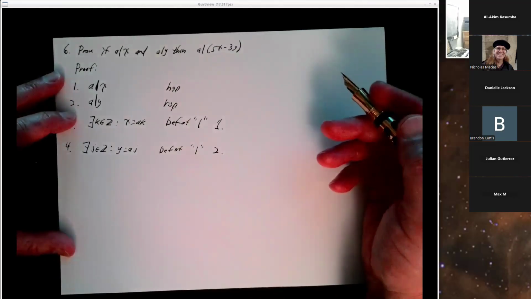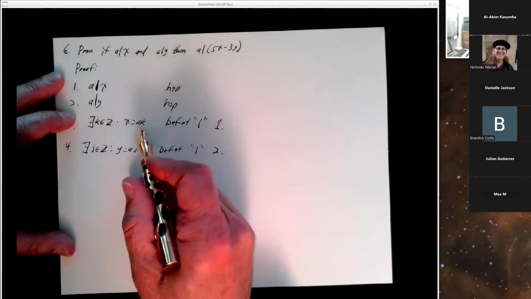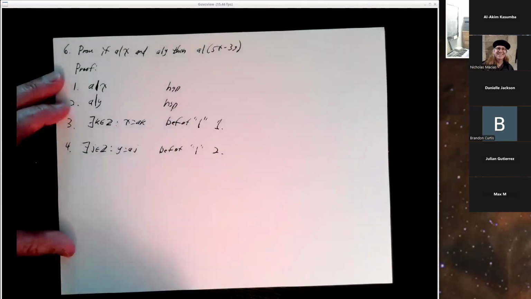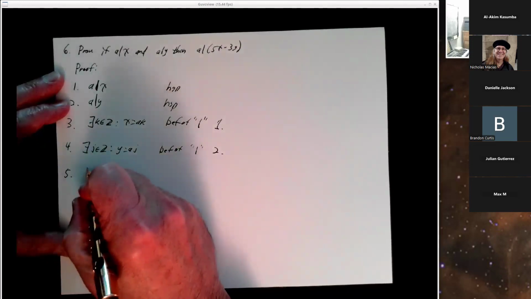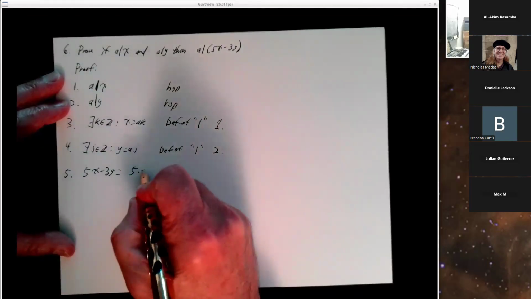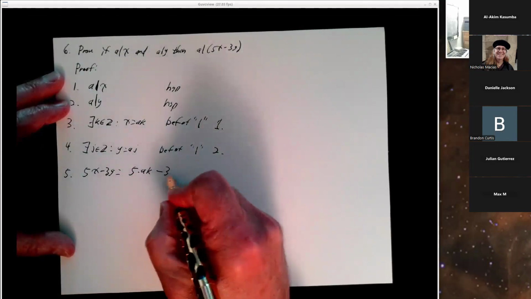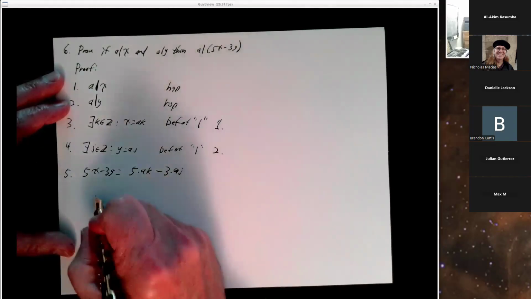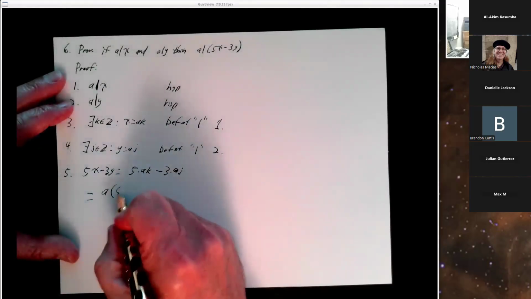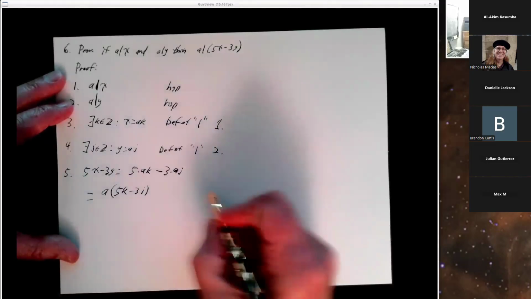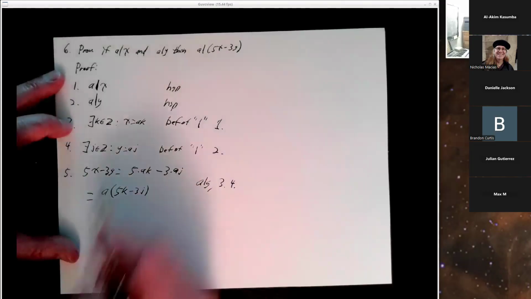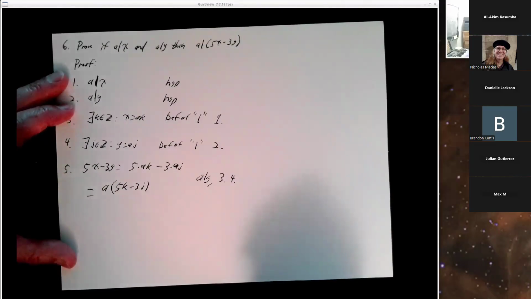Well, it's kind of crying out to us because we've written x in a way that involves a's. And so if we plug that in for x, there's going to be an a in here, and the same with y. So let's just do that substitution. 5x minus 3y equals 5 times ak minus 3 times aj. And lo and behold, we can factor an a out of that. So it's a times 5k minus 3j. And that's algebra and propositions 3 and 4 that we used for substitution.